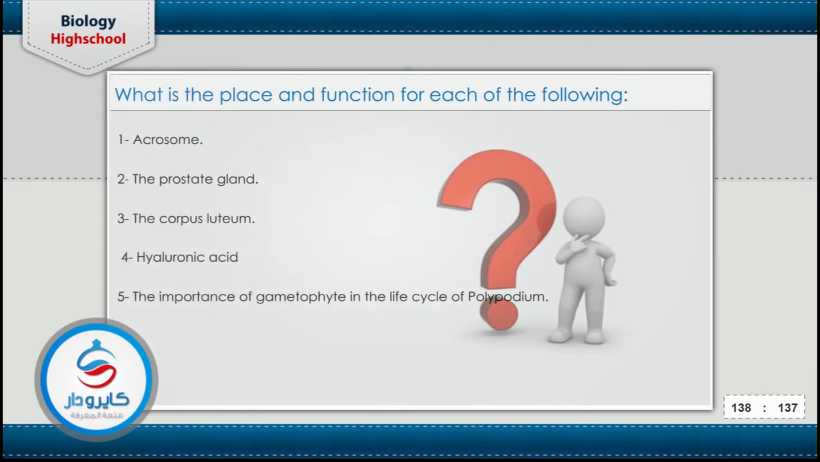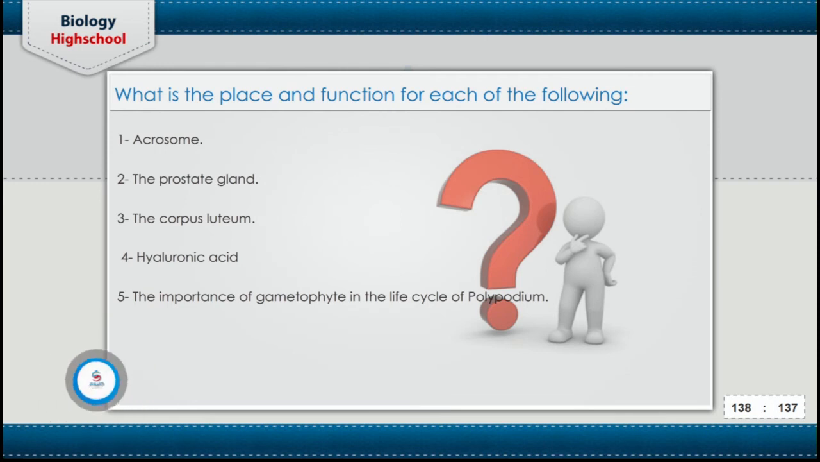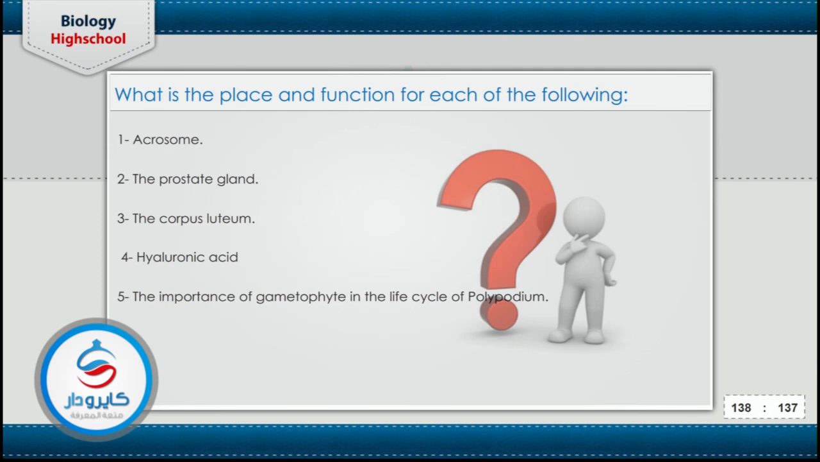The last question: what's the place and the function of each of the following? The acrosome, prostate gland, corpus luteum, hyaluronic acid, and the importance of the gametophyte in the life cycle of the polypodium.